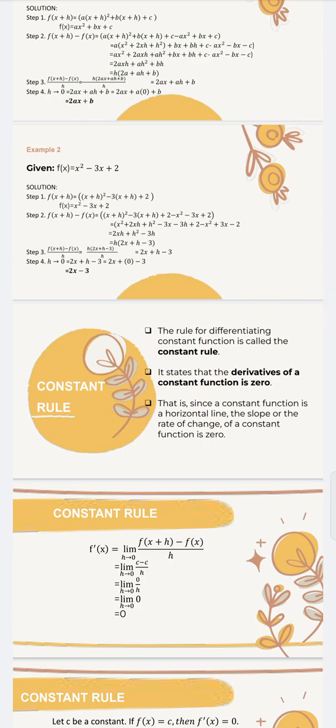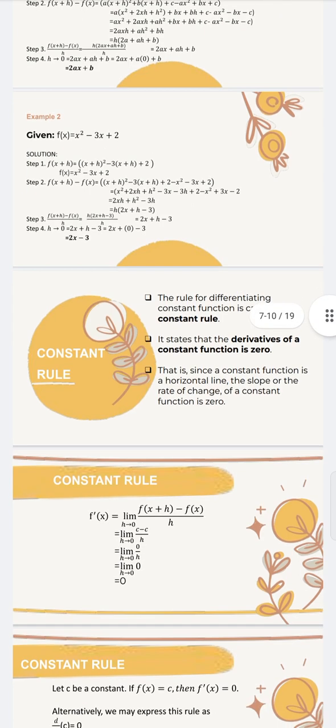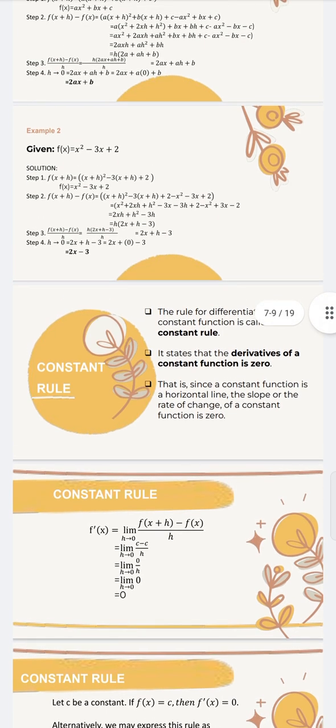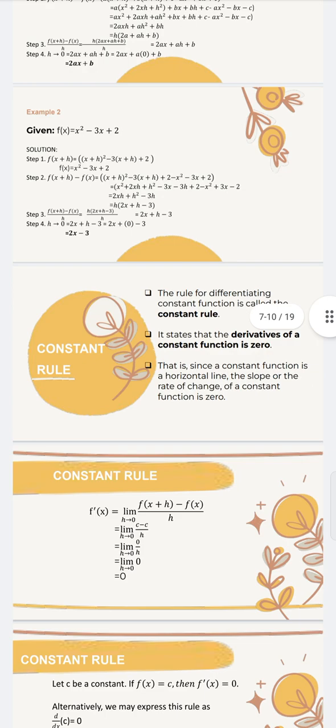Then the constant rule. The rule for differentiating a constant function is called the constant rule. It states that the derivative of a constant function is 0. That is, since a constant function is a horizontal line, the slope or the rate of change of a constant function is 0.